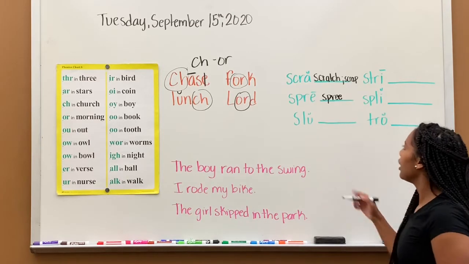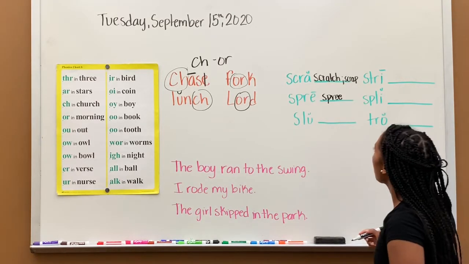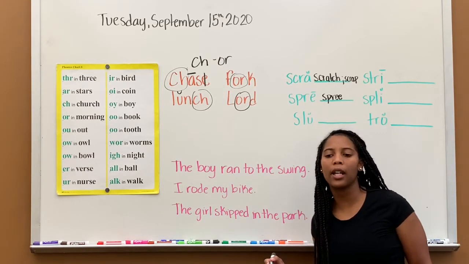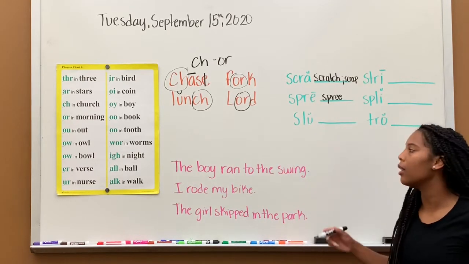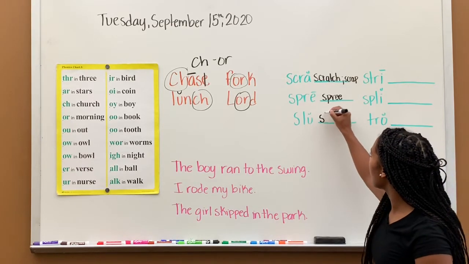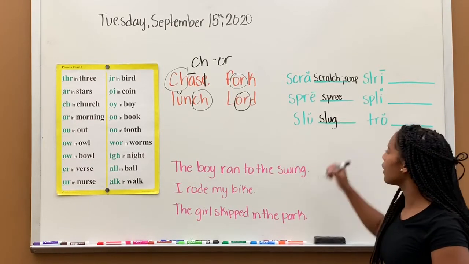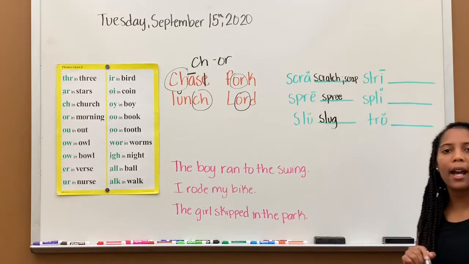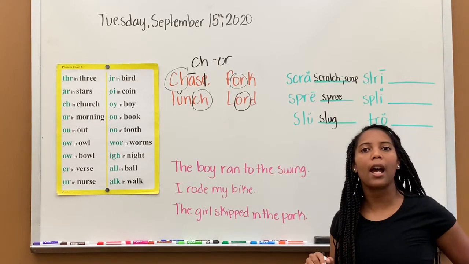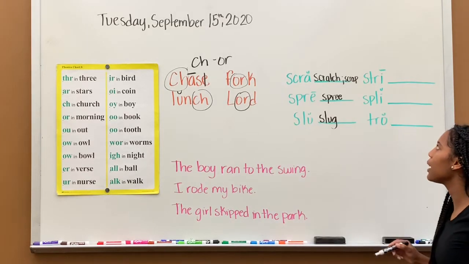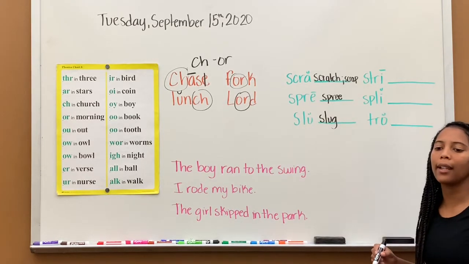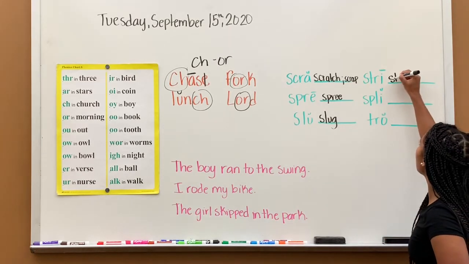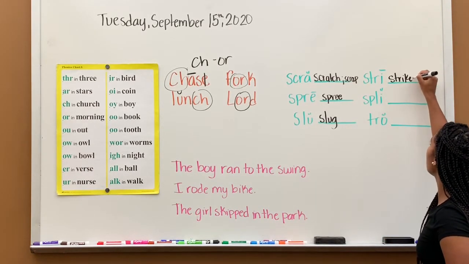Yeah? Next, I have slug. What's the word I can make from the blend? I could say slug. A slug, like a snail? Next, I have stry. What's the word I can create from the blend? You could say strike or stride.